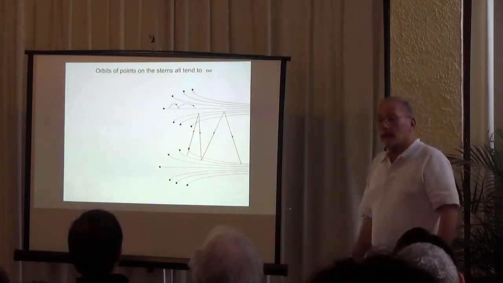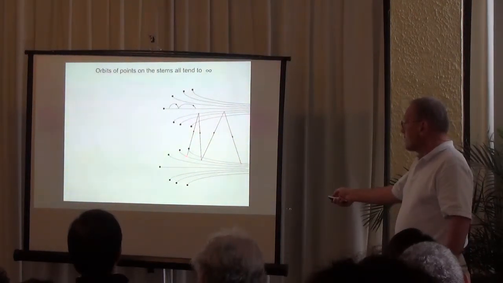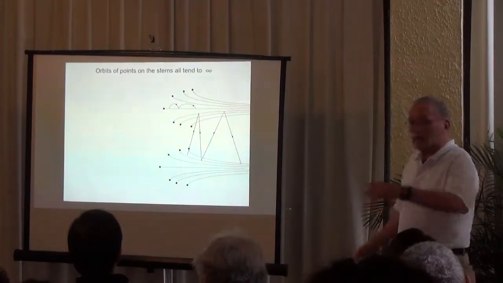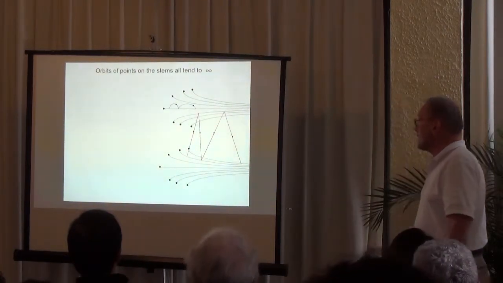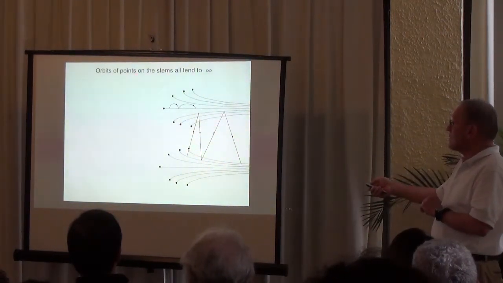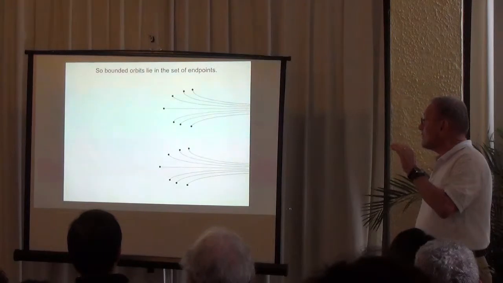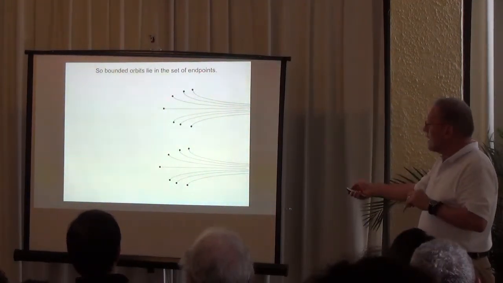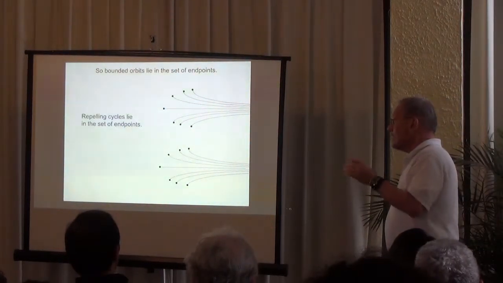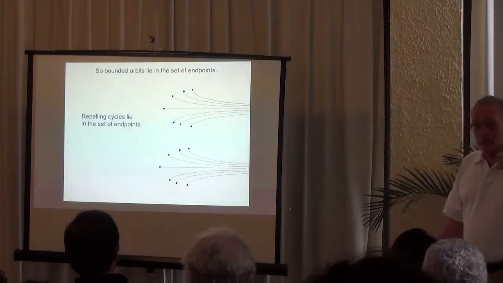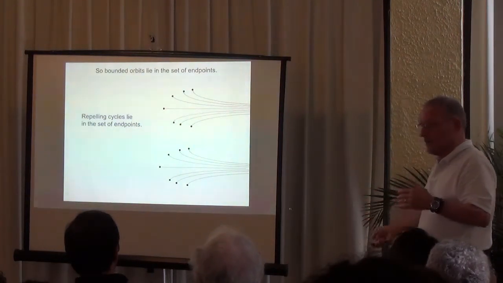And now that's in fact what happens in general. If you take one of these stems, and you pick a point on the stem, that orbit's going to bounce around, go from different stem to different stem, and that orbit's going to go off to infinity. I'm not going to prove that, but that's actually easy to see. So all of the orbits of points on the stems tend to infinity. That means that the set of bounded orbits must lie in the set of endpoints. But remember, the repelling cycles are bounded orbits. So they must lie in the set of endpoints.